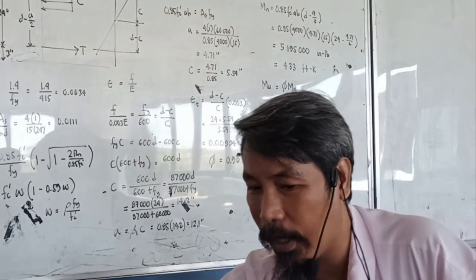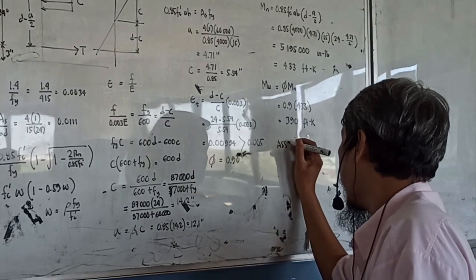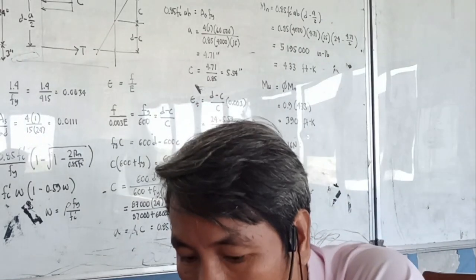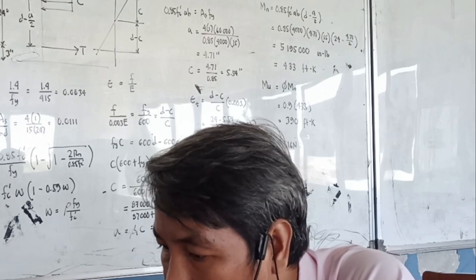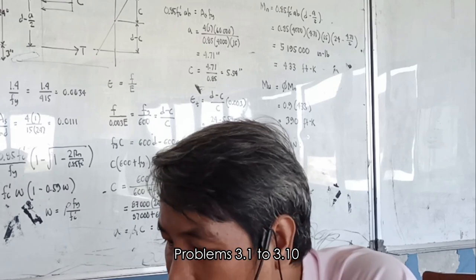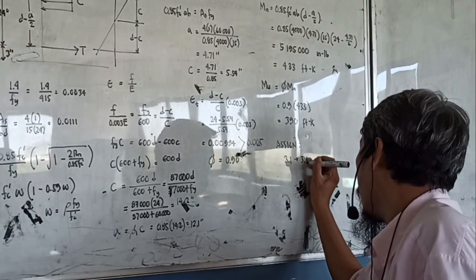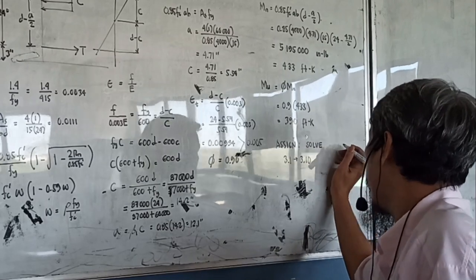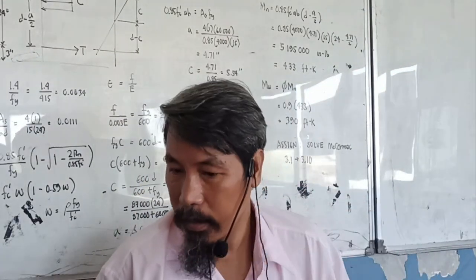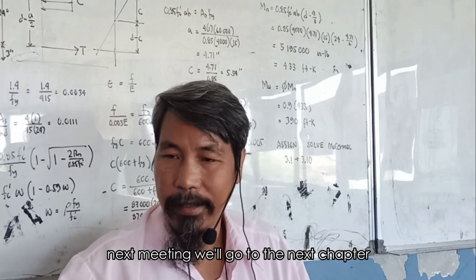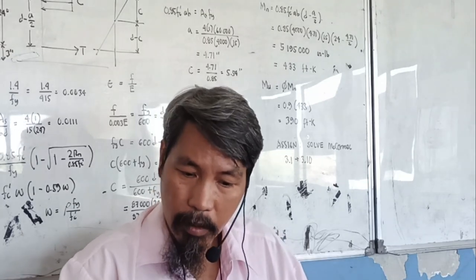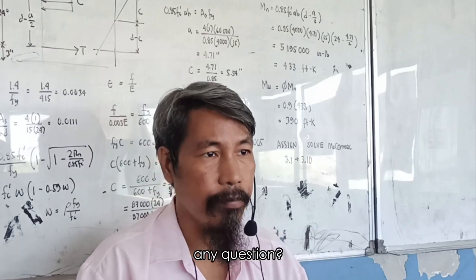We will give you an assignment. Solve. No problems at the back of the book. We have very simple problems at the back. Problems 3.1 to 3.10. Mac or Mac? Problems. And then we will compare. So next meeting, we'll go to the next chapter, right? And actually, we'll go to the next book. We'll use the MacGregor. Okay, any question?